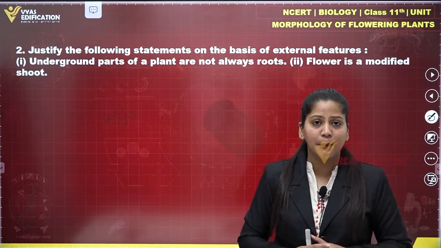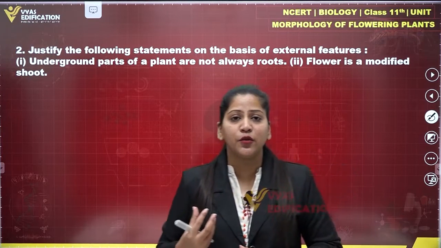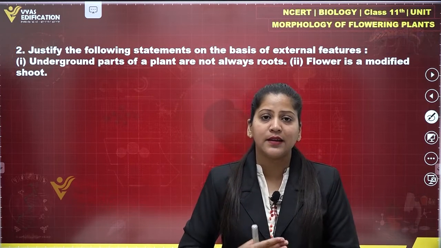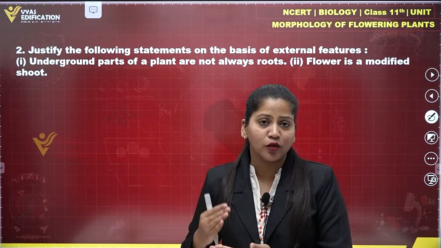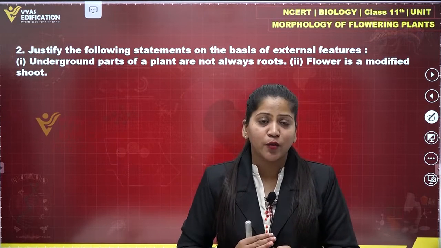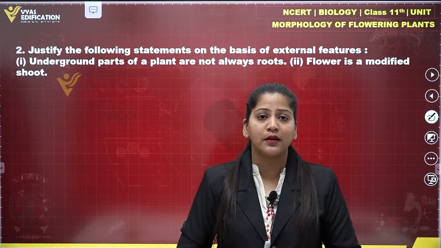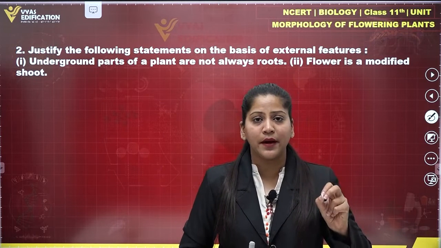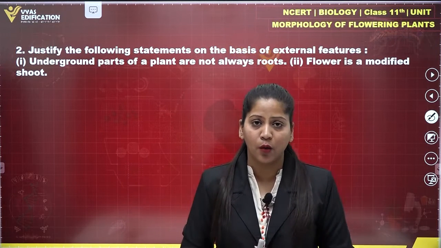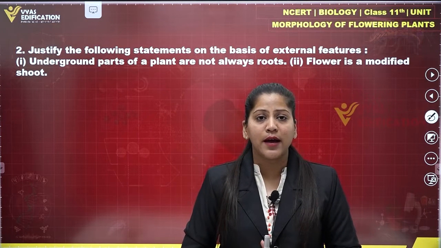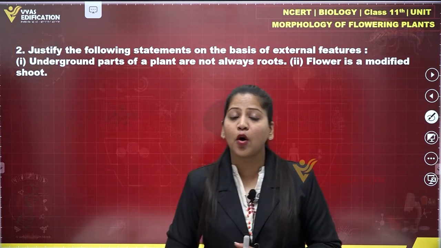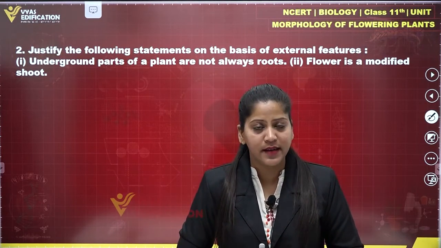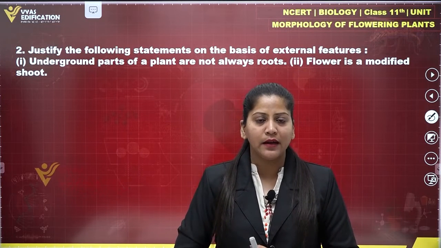So this is the first example justifying statement number 1, that it is not necessary that any underground part of a plant is always root, because in ginger and banana, the parts which are underground and swollen are stems, not roots. These swollen underground stems are called rhizomes. Another example is corm, an underground stem found in colocasia and zamikand.